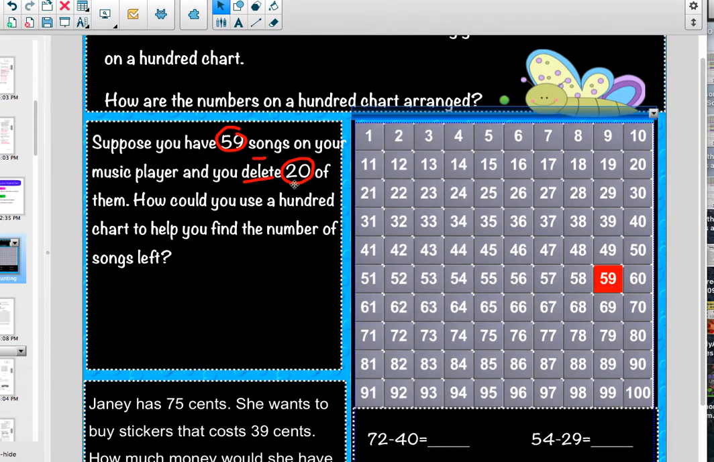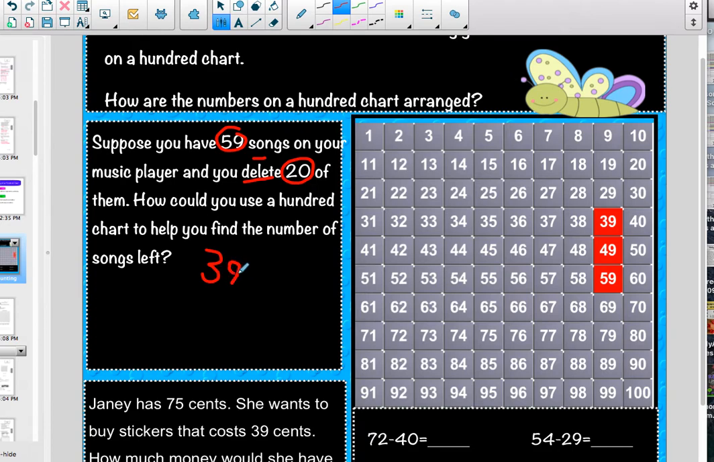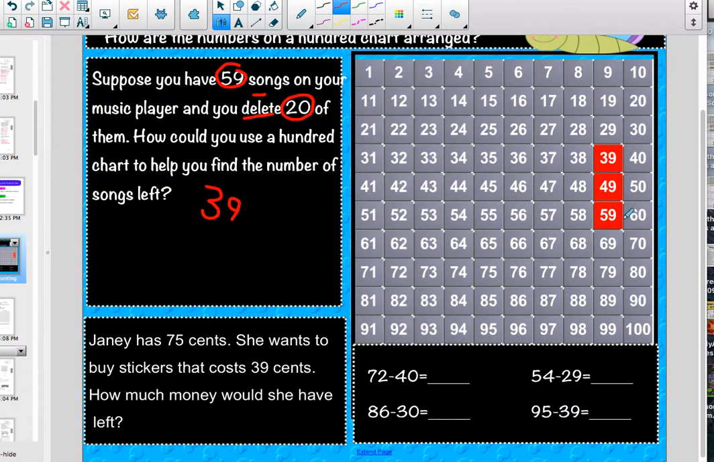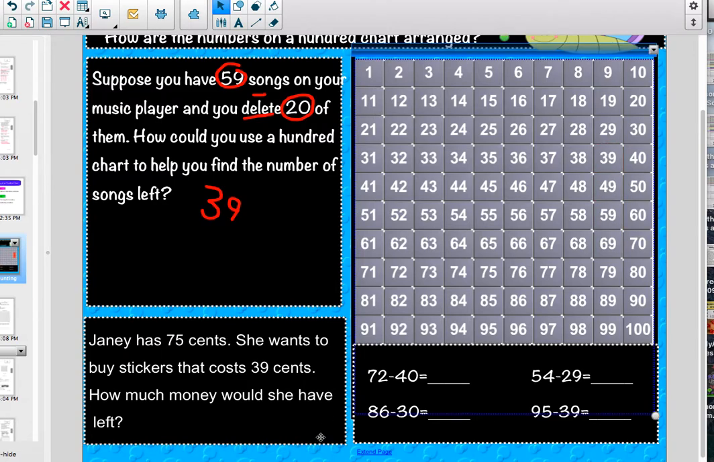And then it says I delete 20, so I'm getting rid of 20. I know that I have 0 ones and 2 10s. So if I'm doing 2 10s, I'm going to go backwards 2 10s. So 10 and 20. So my answer over here would be 39. Okay. Let's look at the bottom here. A few problems that we have. I'm going to click these again so I can start fresh. All right, if I look here, I have 72.